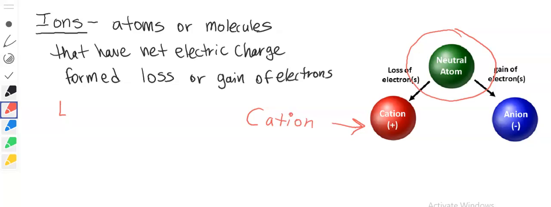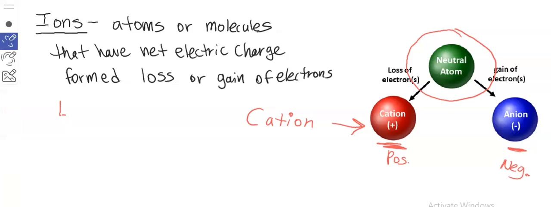Okay? So those are the ones that are positively charged here. Okay? And then when you gain an electron, these are called anions. So these are negatively charged. So negative, positive. Just abbreviating it there. So some of y'all might be saying, how can I remember this? Like, how can I remember the difference between both?